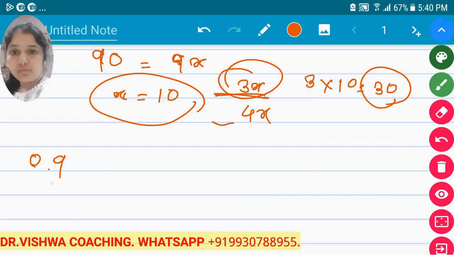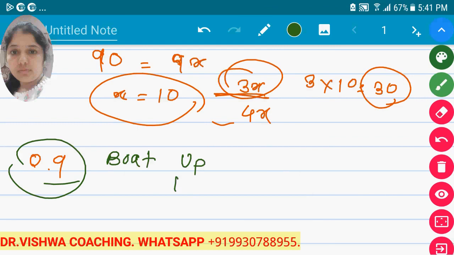Now see question number 9. One boat is there moving upstream and downstream, and the speed of that stream is given to us. The speed of flow of water is given to us.